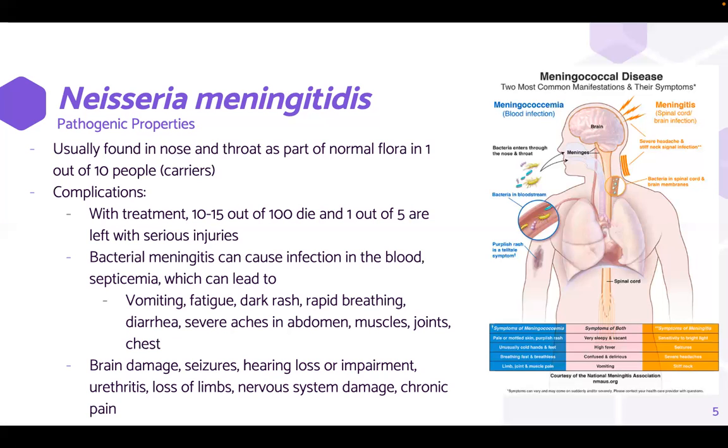Unfortunately, even with treatment, 10 to 15 out of 100 people die, and 1 out of 5 are left with serious injuries. And of course, like meningococcal disease, it can lead to infection of the brain. And the brain is a very important part of your body. It controls everything. So that can lead to brain damage, seizures, hearing loss or impairment, arthritis from sexual contact, loss of limbs, nervous system damage, and chronic pain.